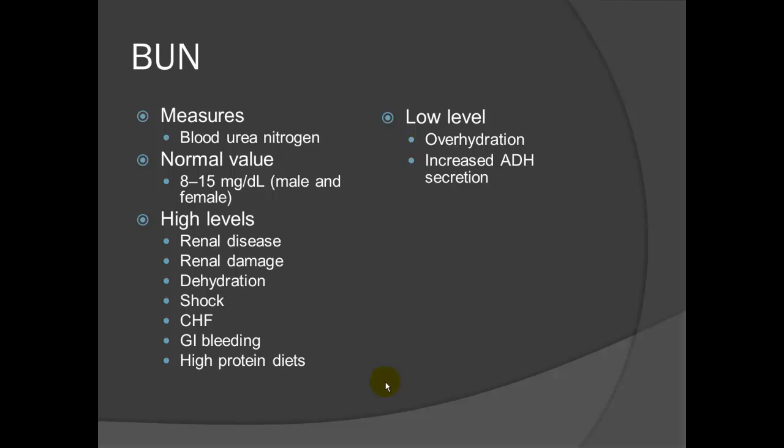If you get someone that has a BUN over 15, or over a 10-to-1 ratio with BUN and creatinine, it should be like a neon sign: I have kidney damage. Causes of high BUN: dehydration, shock, congestive heart failure, GI bleeding, and high protein diets. Low levels would be overhydration, an increase in ADH or antidiuretic hormone secretion.